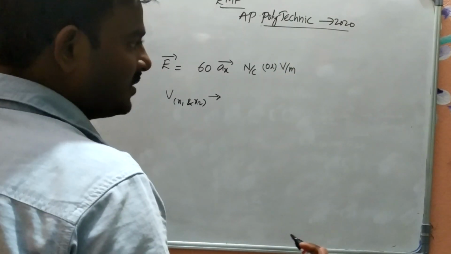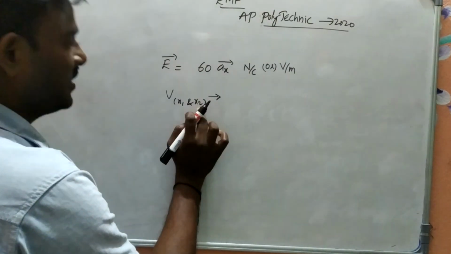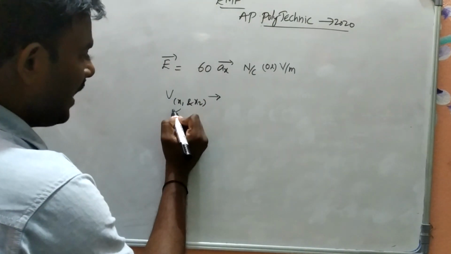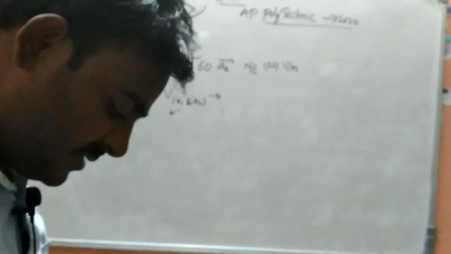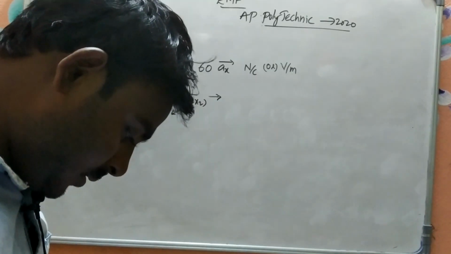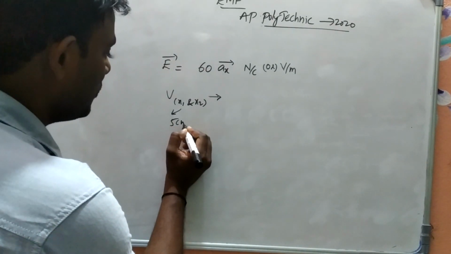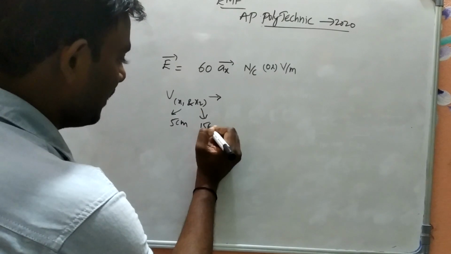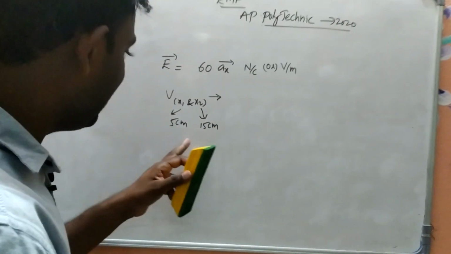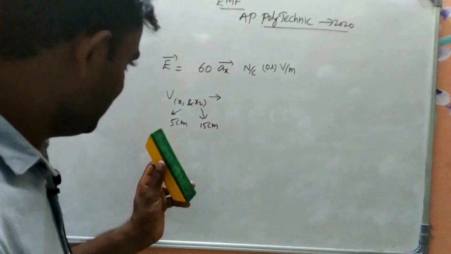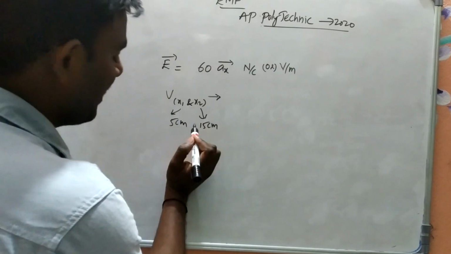As all options are positive, you need to find the potential difference of x1 with respect to x2, because x1 is at a distance of 5 centimeters. Is it right or not? x1 is at a distance of 5 centimeters and x2 is at a distance of 15 centimeters. So usually the point which is near to the origin or near to the field will have highest potential.